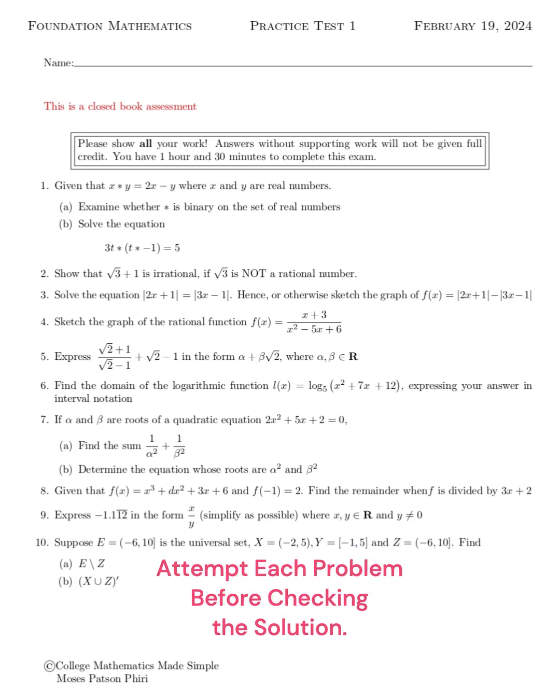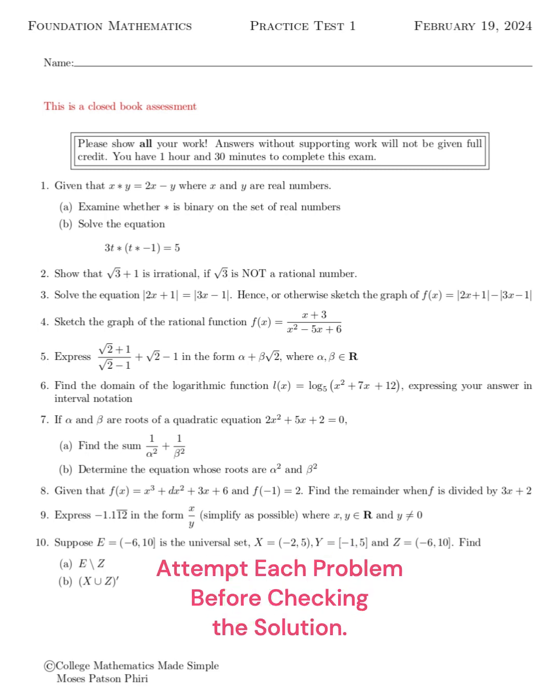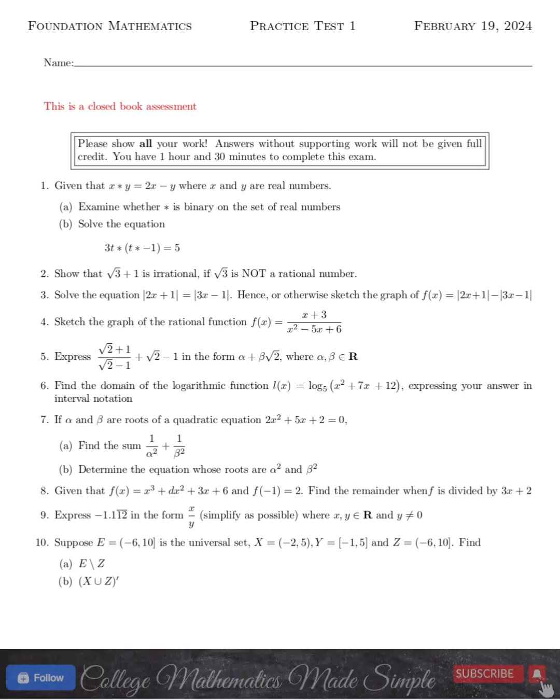Hello viewers, this is a quick review of a practice test for foundation mathematics. The first problem says: given that x star y is defined by 2x minus y, where x and y are real numbers, examine whether star is binary on the set of real numbers.